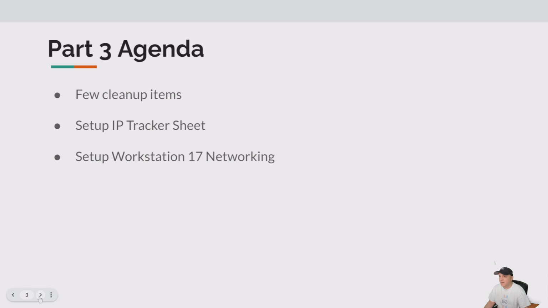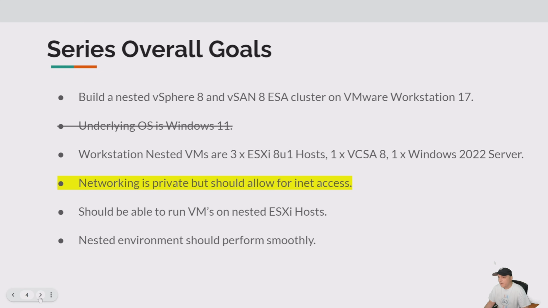For this one today, I'm going to show you a few cleanup items I've done to the system since we last met up, review the IP tracker sheet and explain that a little bit, and then we're going to get into the setup of Workstation 17 networking. Overall goals: we've completed the underlying OS, Windows 11, and we've got Workstation installed. Today's session is going to address this one goal: networking is private but should be allowed for internet access.